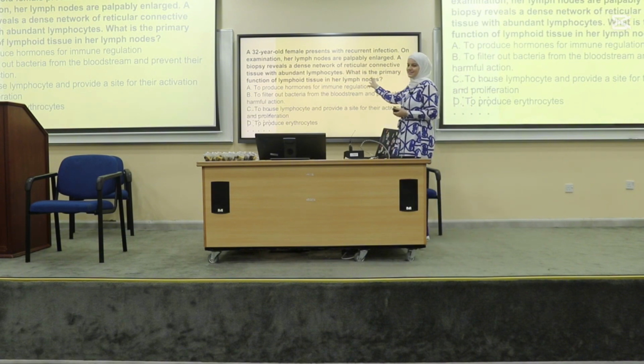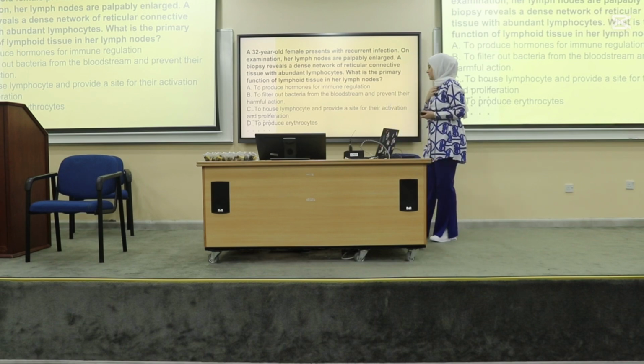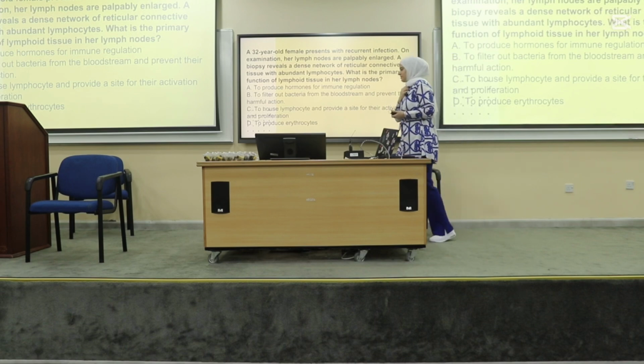Okay, at the beginning it's a case scenario. You look at the last sentence, it's literally the question: what is the primary function of lymphoid tissue in the lymph nodes? Produce hormones? No, it's not endocrine. Filter out bacteria from the bloodstream and prevent their harmful action. To house lymphocytes and provide a site for their activation, or to produce erythrocytes.